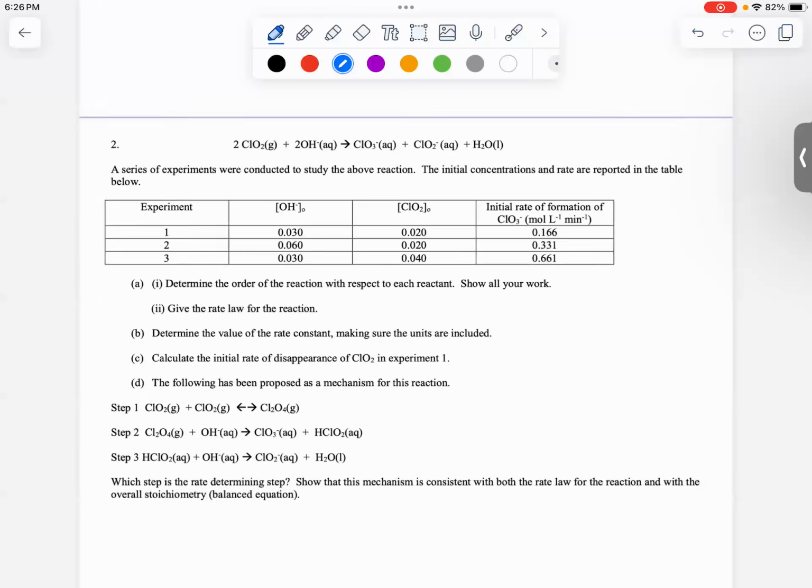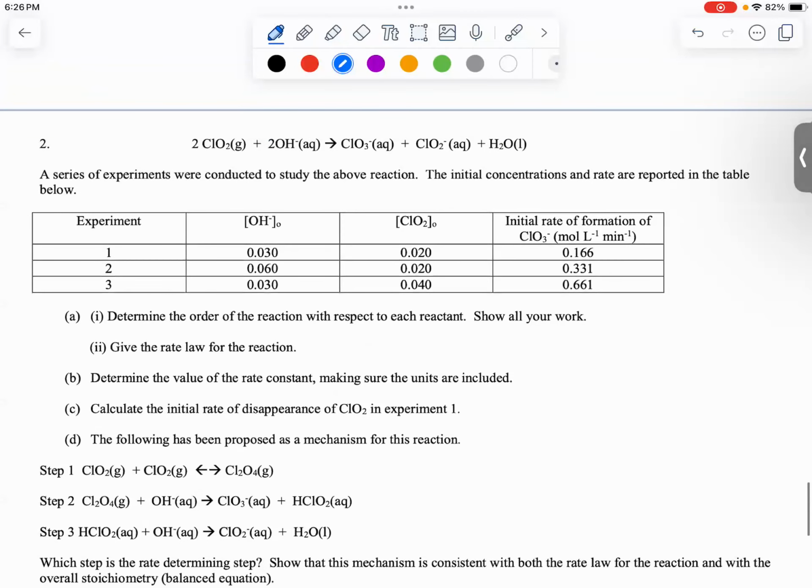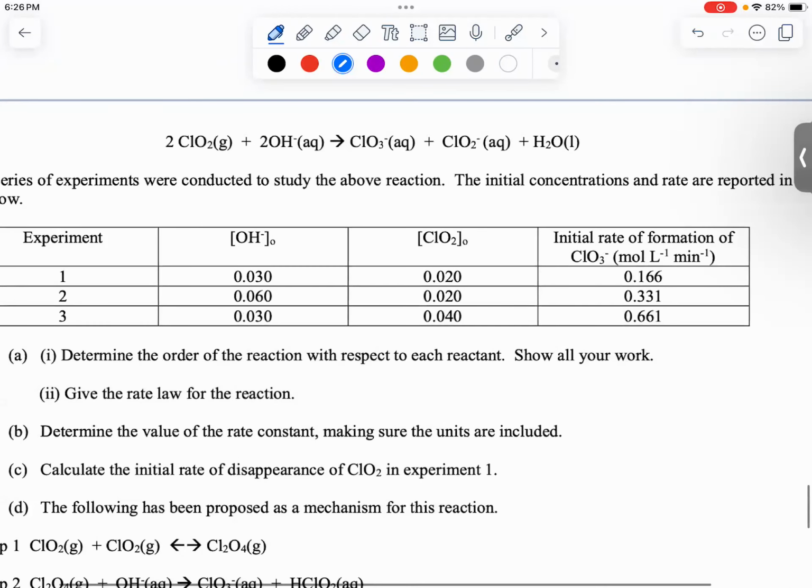So for number two, we have to determine the order of the reaction with respect to the reactants, and then we have to write the rate law. Now, because of time constraints, I'm not going to show all the work. I'm just going to scribble right here. I'm going to consider experiments 1 and 2 to tell the order of OH minus. I can see that when it doubles, the rate also doubles. So I would say that the OH minus would have first order.